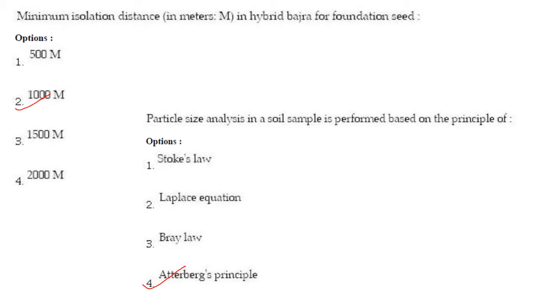Next one, minimum isolation distance in meters in hybrid bajra for foundation seed. Option 1 500 meters, 2 1000 meters, 3 1500 meters, 4 2000 meters. Answer is option 2, 1000 meters.